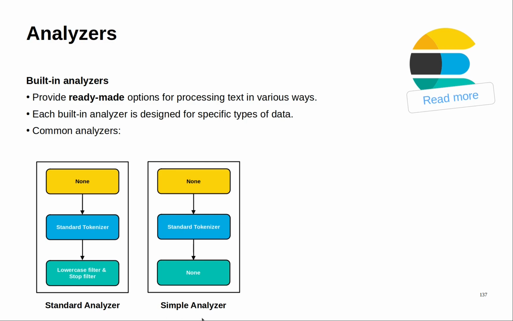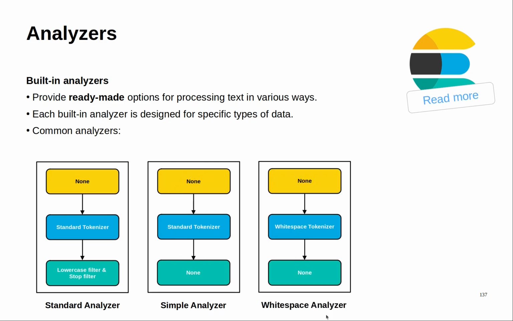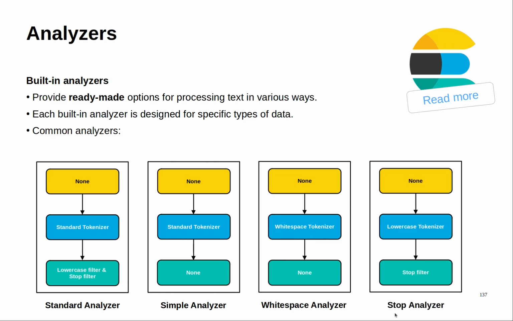We have the simple analyzer. Here you can see that we have the tokenizer, but we don't have any character filters nor token filters. Whitespace analyzer is the same, but it uses the whitespace tokenizer. Finally, we have the stop analyzer. This one lowercases the tokens and removes stop words. And we have more. You can check the documentation to see a full list of built-in analyzers.